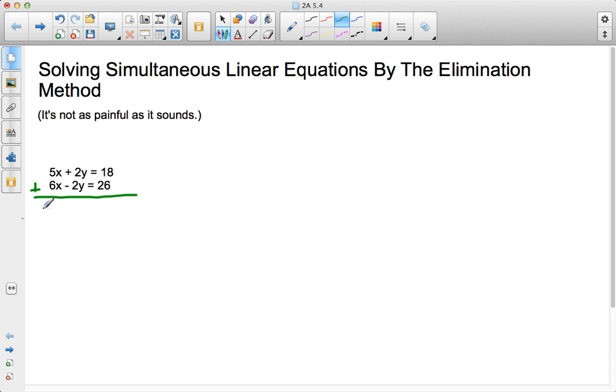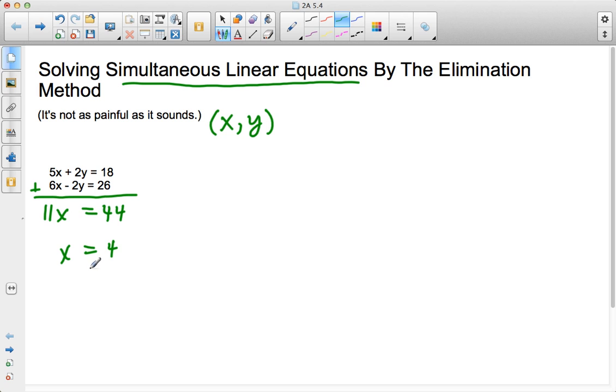Taking a look at these two linear equations, I'm going to add them together, so I get 5x plus 6x, which is 11x. Then positive 2y plus a negative 2y cancel out, leaving me with 18 plus 26, which we all know is 44. So then I get that x equals 4. But if you remember, every simultaneous linear equation solution must contain an x-coordinate and a y-coordinate.